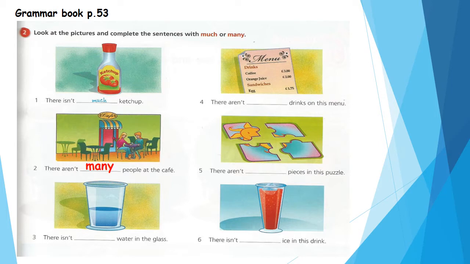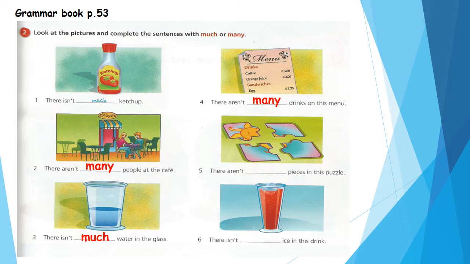Number 3. There isn't dots water in the glass. Okay, water is countable or uncountable? Yes, water is uncountable. It has no plural form. So we'll use much. Number 4. There aren't dots drinks on this menu. Drinks, it is countable or uncountable? Yes, drinks is countable. So we can count them. We'll use much or many? Yes, many.